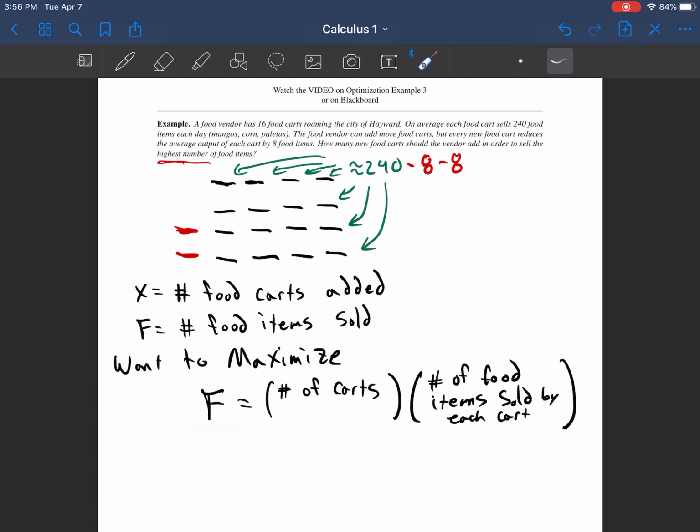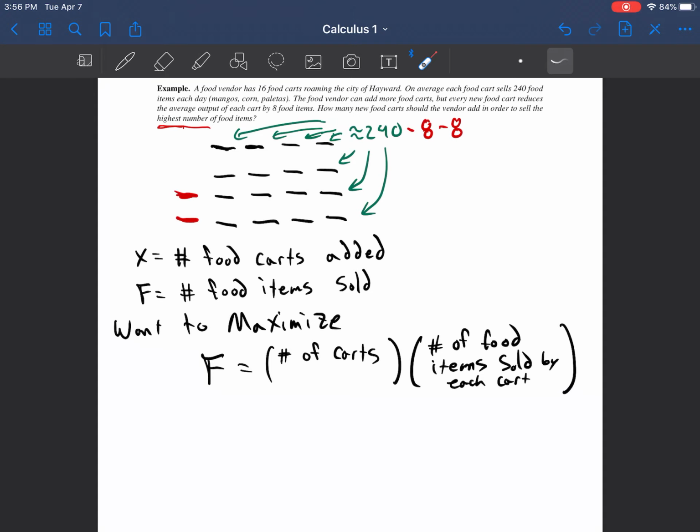So if we write down an equation for the number of food items sold, it should be the number of carts on the street times the number of food items sold by each cart. Now take a second, pause the video, and try to write down what these quantities should be using the variables that we have up here, and what's stated in the problem.